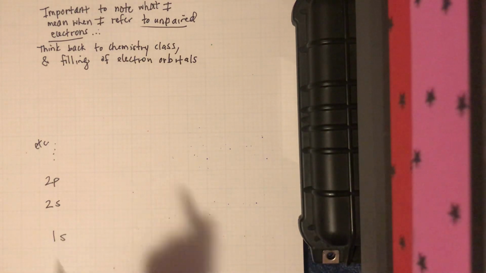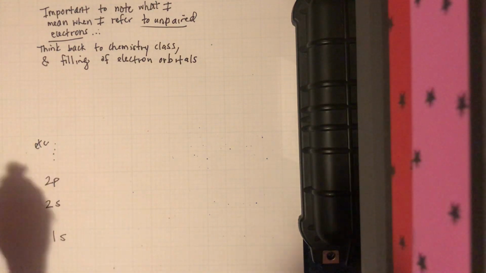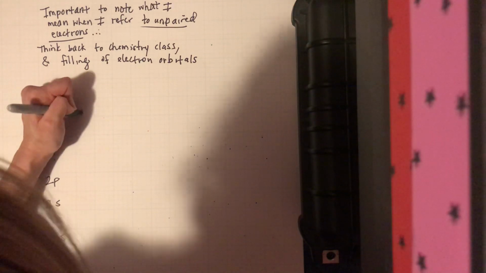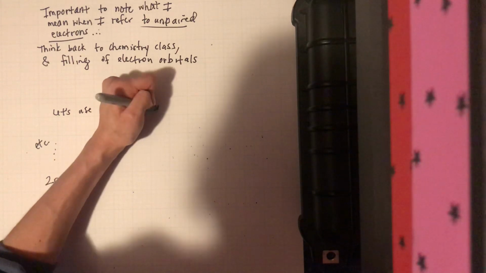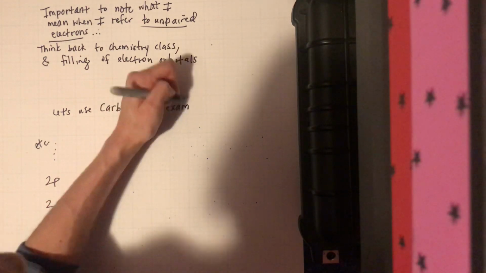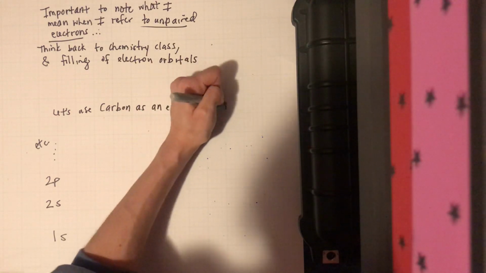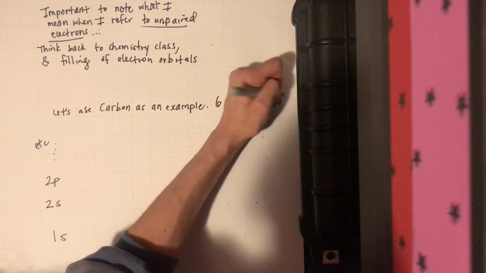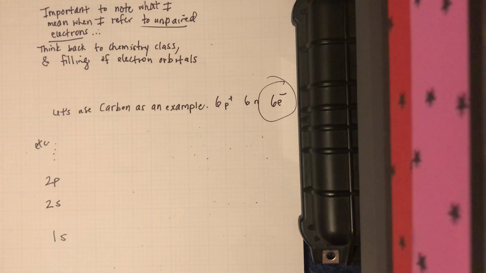Okay, so for example, let's take an atom such as carbon. So let's use carbon as our example. We know carbon has 6 electrons. It has 6 protons, it has 6 neutrons, and it has 6 electrons. So we're going to focus on where those electrons would exist in the orbitals of a carbon atom.